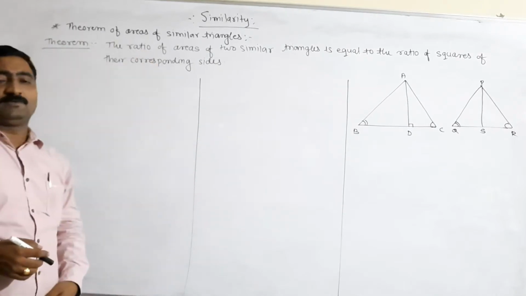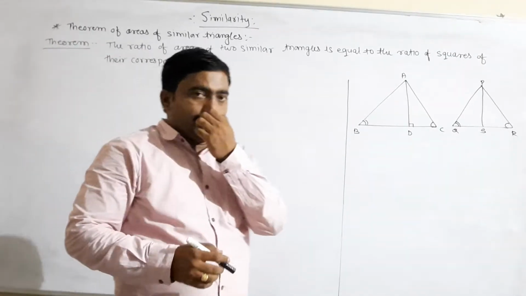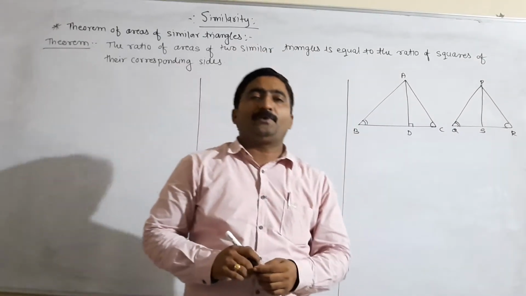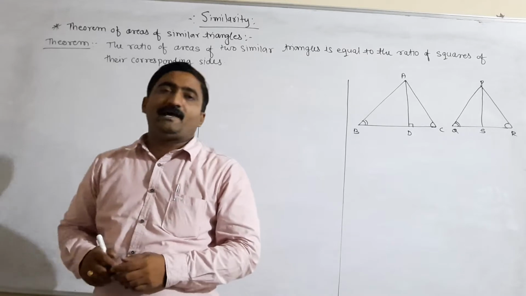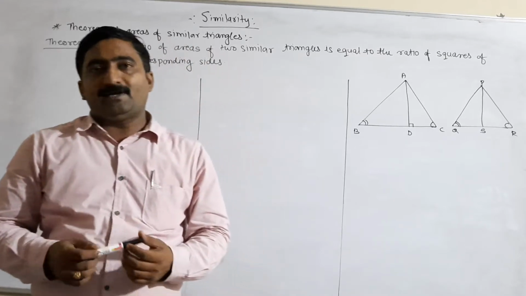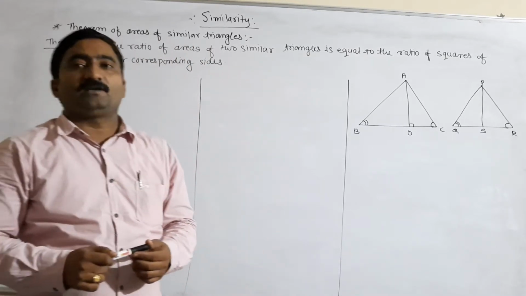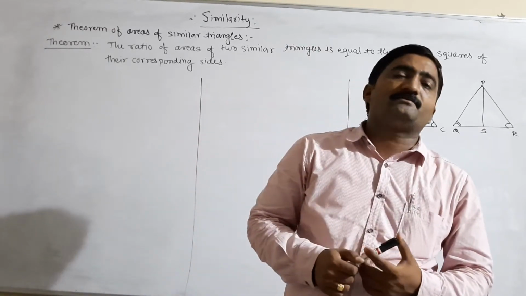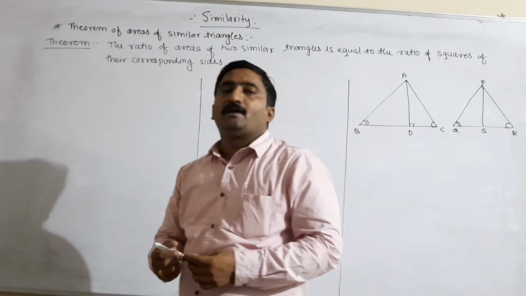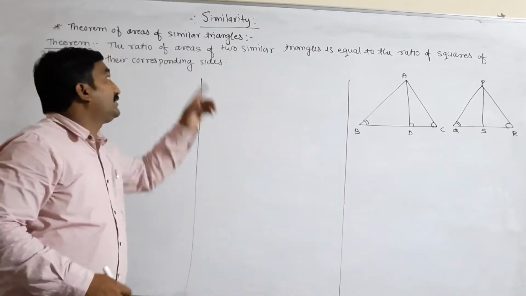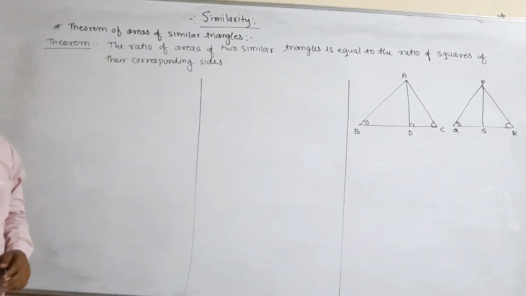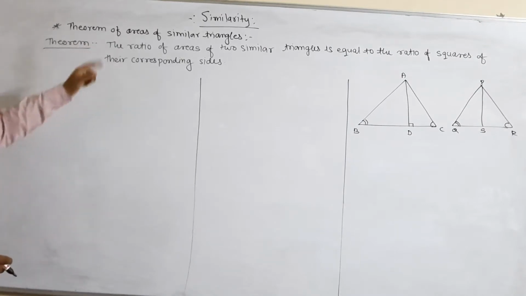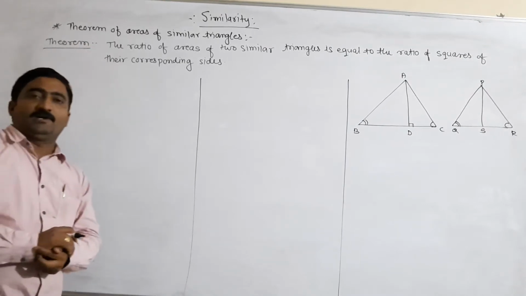Ratio of areas of similar triangles. Here we have to study a theorem depending on the ratio of areas of similar triangles. In the last period we saw what is meant by similar triangles, the tests for similarity of triangles, and some examples based on them. Today we have to learn the ratio of areas of similar triangles.